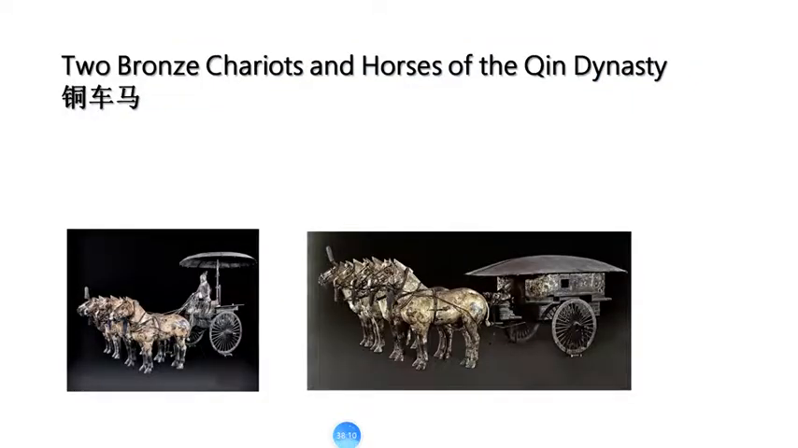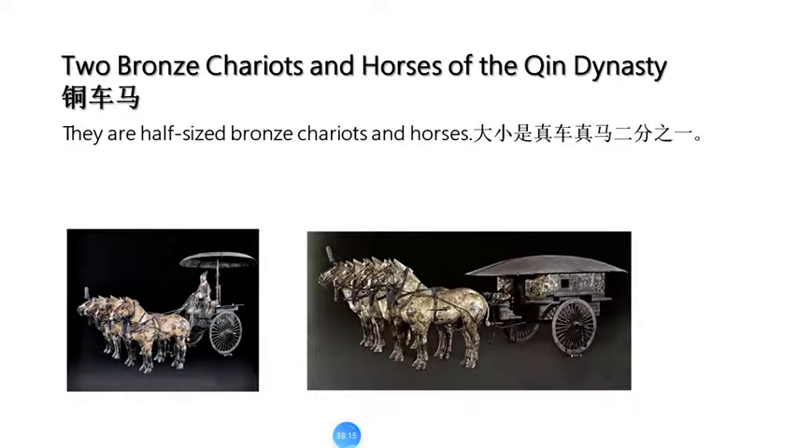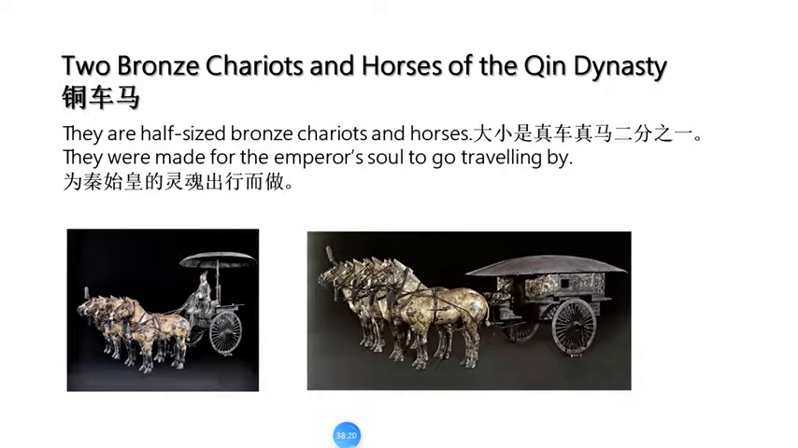Inside the museum, you can also visit two bronze chariots and horses. They are half-sized bronze chariots and horses. They were made for the emperor's soul to go traveling by. Chariot number one: the driver is the bodyguard for chariot number two. So chariot number two is for the emperor's soul to sit and sleep inside. They are the crown of bronze work.